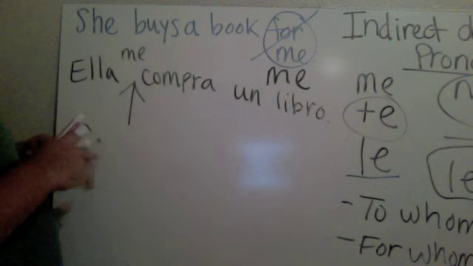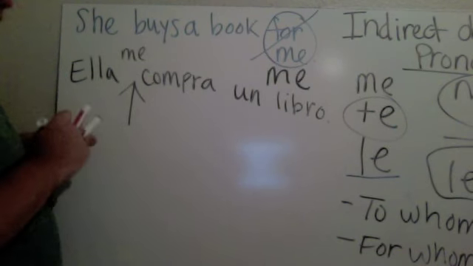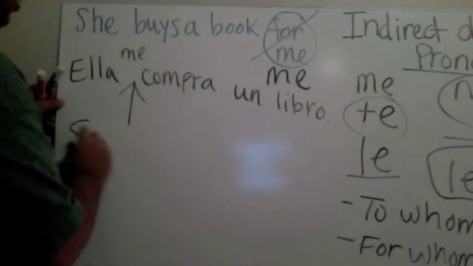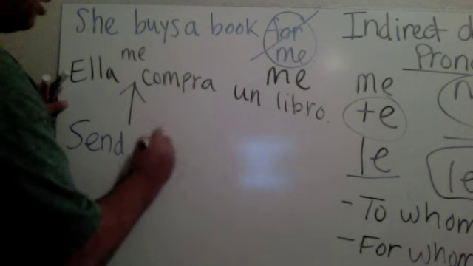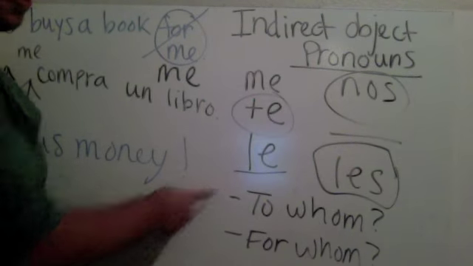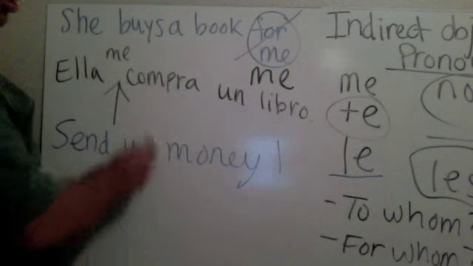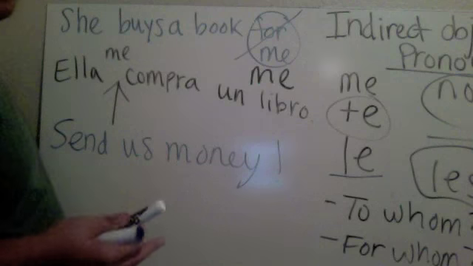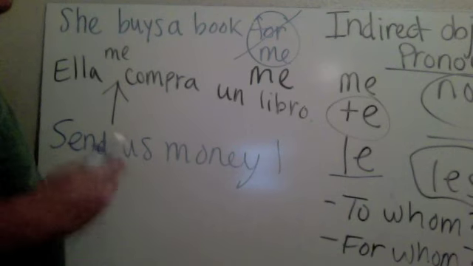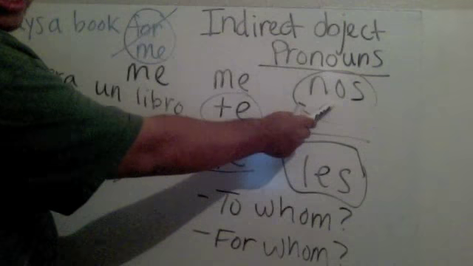Let's do another example. How about the sentence, send us money? Let's say you're on the phone with one of your relatives and you're saying, send us money, we're broke. Send money to whom? To us. In English, we omit the to. We could also say, send money to us. It just sounds a little strange. In Spanish, it's necessary. So, send us money. To whom? To us. Nos.